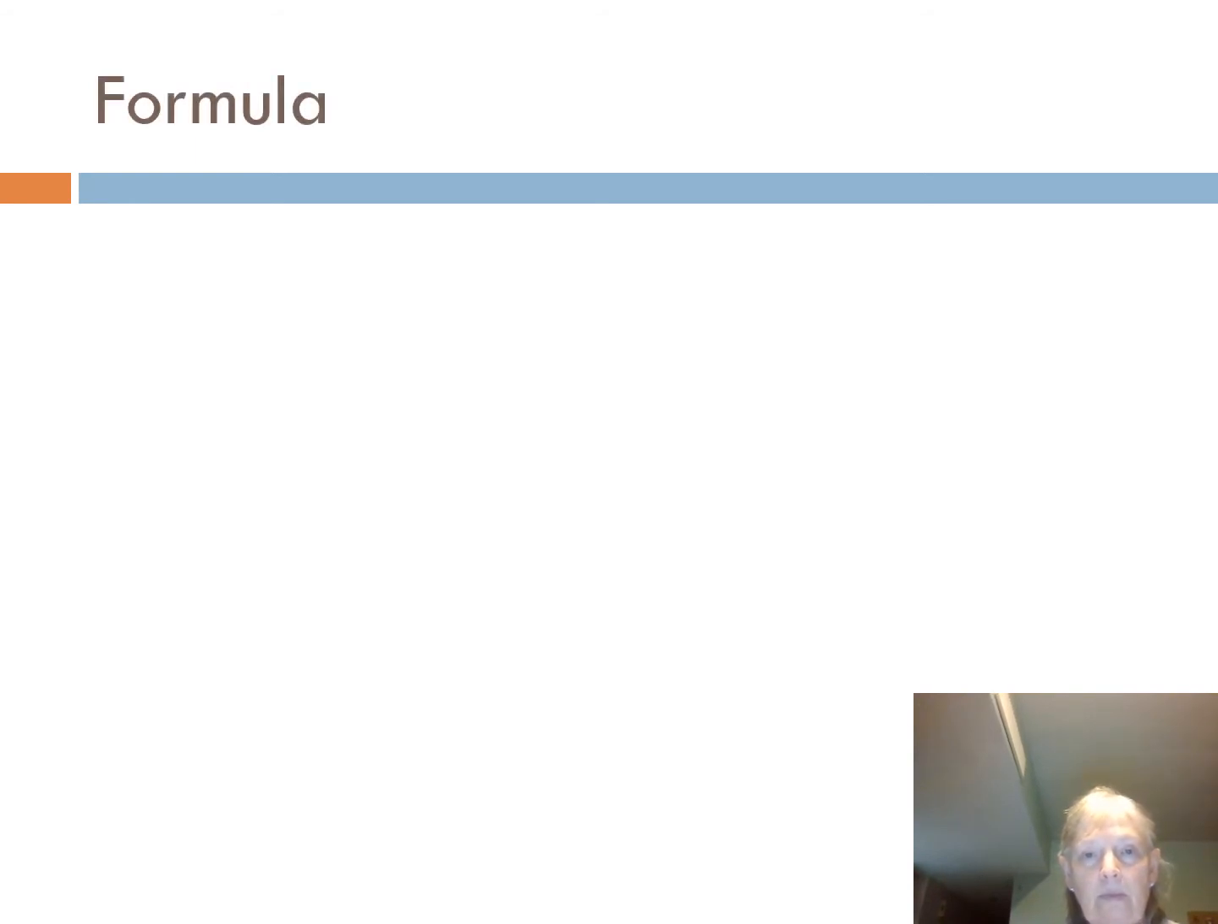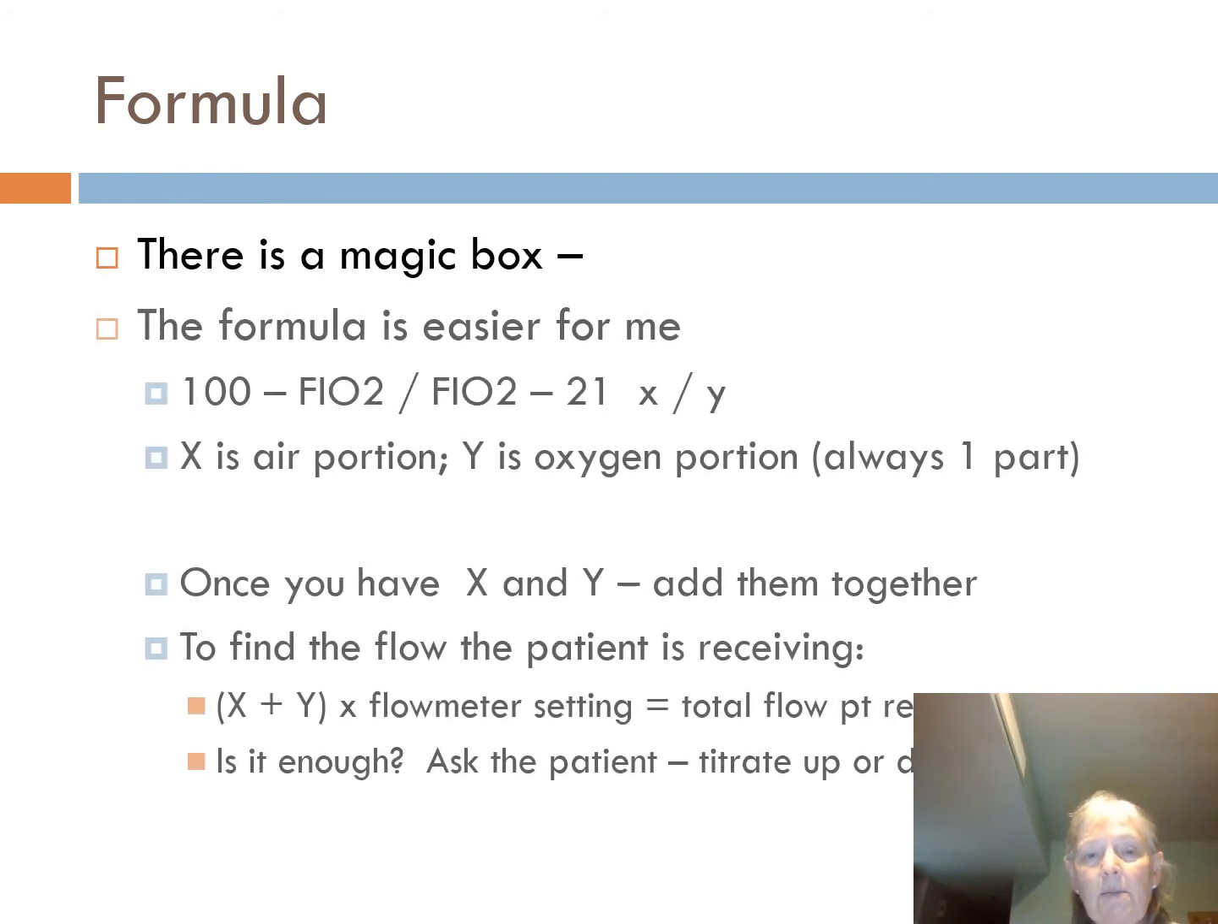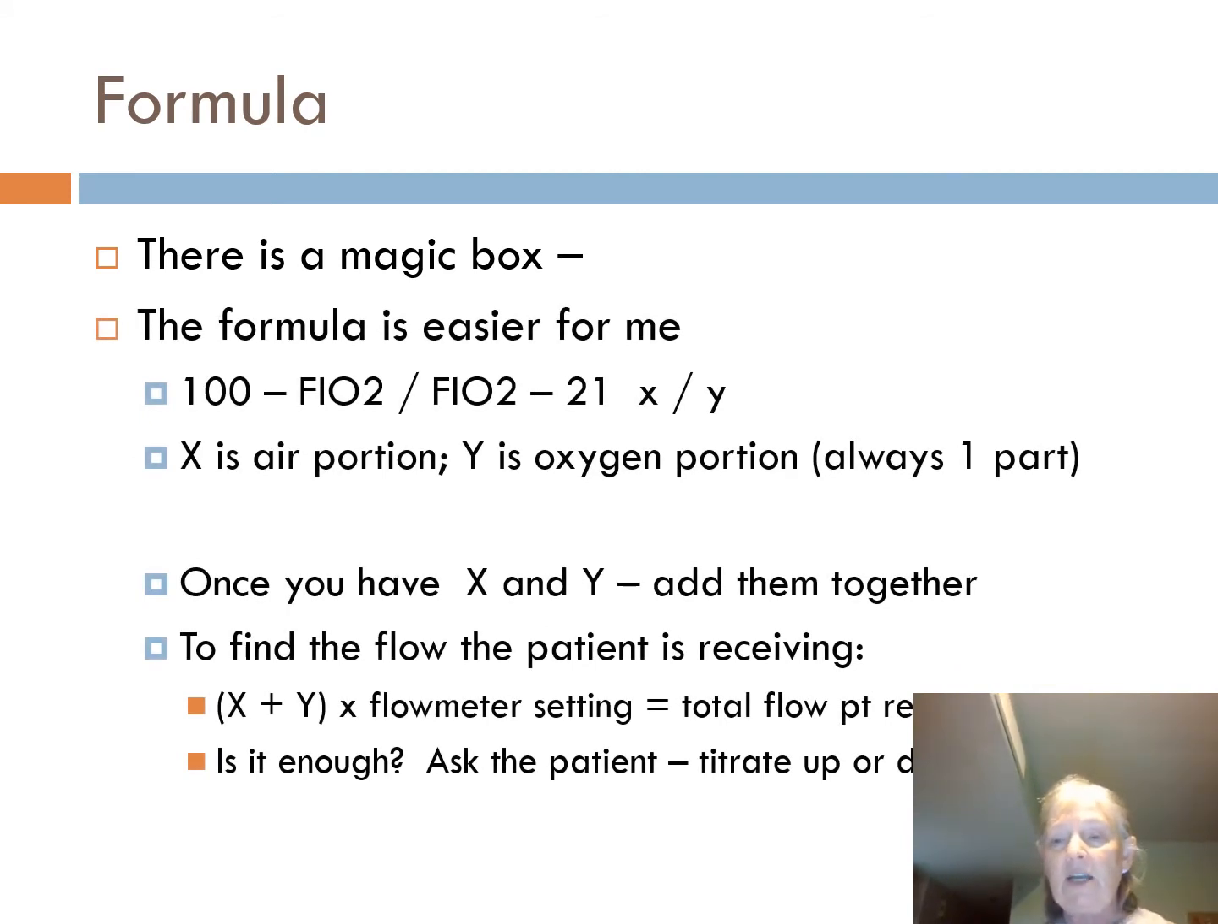So just to show you the formula here, there is a magic box that looks like a game of tic-tac-toe, and I used to sit there and go, can I play tic-tac-toe? Because I don't understand a clue what you're talking about. So then they came out and said, hey, there's really a formula. And I'm like, oh, bless you. Thank you so much. And the formula is basically 100 minus the FiO2 divided by the FiO2 minus 21.